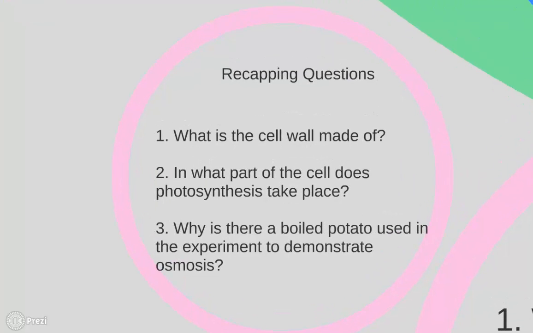Now, back to working in pairs and answer the following questions. What is the cell wall made of? In what part of the cell does photosynthesis take place? And why is there a biodiversity used in the experiment to demonstrate osmosis?